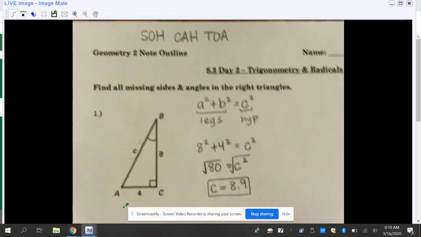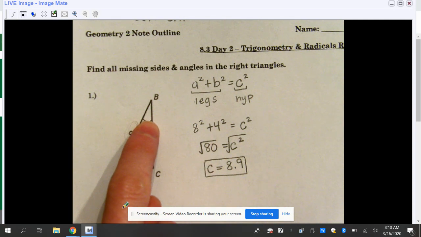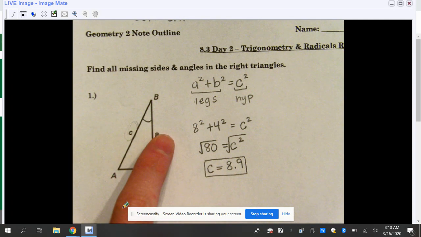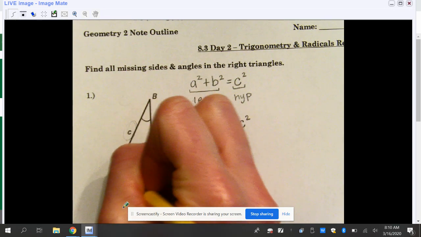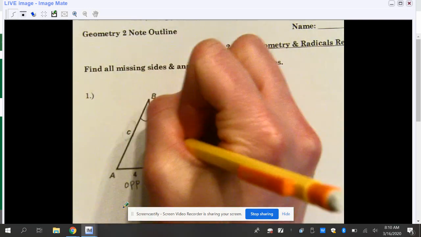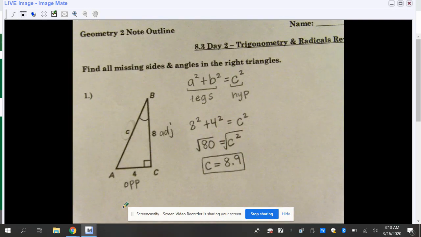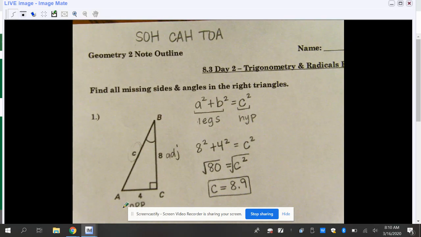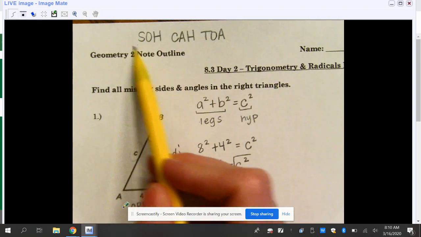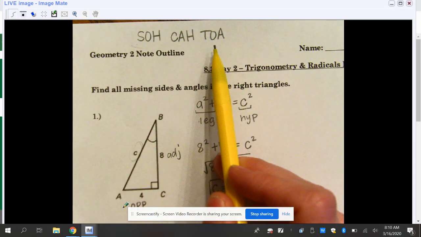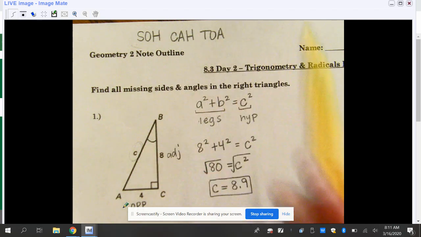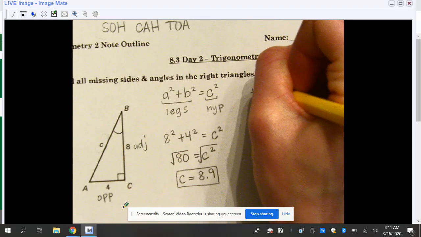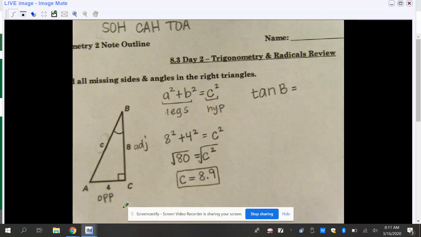So what I'm going to do now is go back to angle B and label the two sides that I was given based on angle B. So this 4 here is the opposite side, and the 8 would be the adjacent side. So then we go back up to our trig ratios and ask ourselves, which one of these three trig ratios incorporates opposite and adjacent? Sine doesn't, because that has the hypotenuse. Cosine doesn't, because that has the hypotenuse. So that is how I know to choose tangent. So my equation would be the tangent of angle B is equal to 4 over 8.